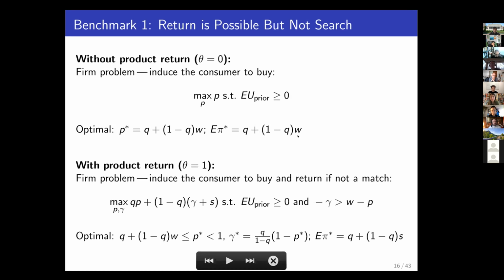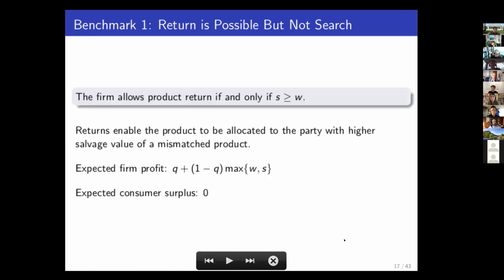So if you compare these two profits of the firm, we say that the firm allows product return if and only if its own salvage value is greater than the salvage value of a consumer under not a match, right? And what that does is that it enables the product to be allocated to the party with the higher salvage value. So that's good, that's efficient allocation. And the firm actually appropriates all of the expected surplus from this product. And the consumer's expected surplus is actually zero, right? So this is how returns are actually helping the firm.